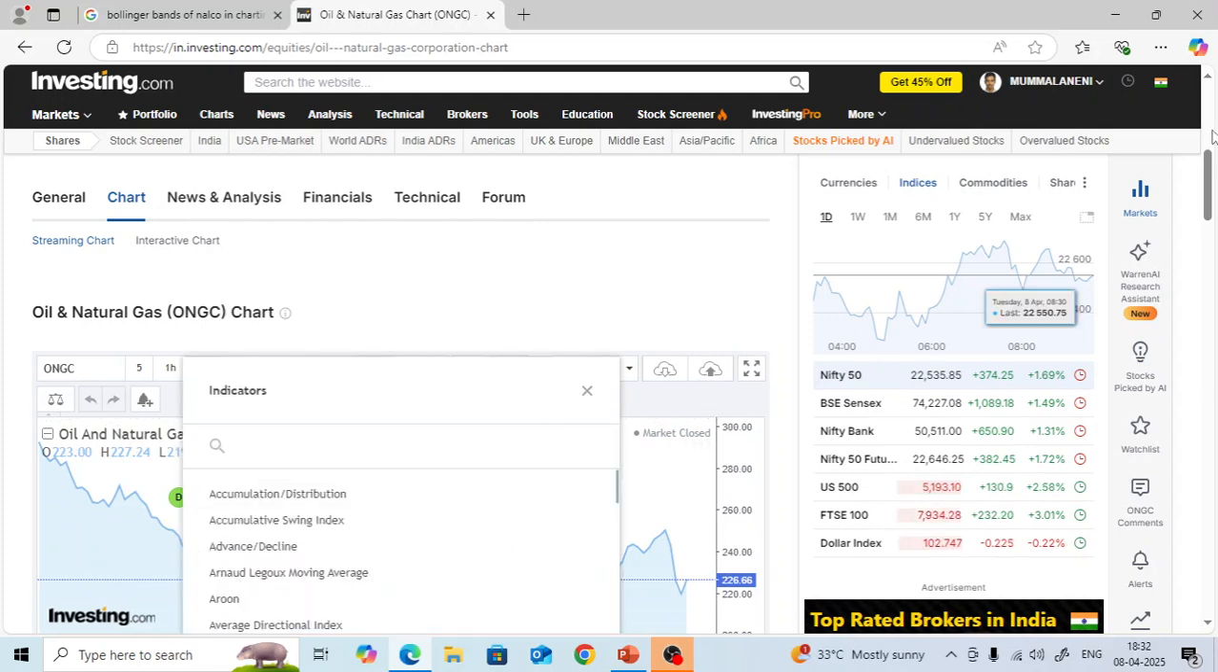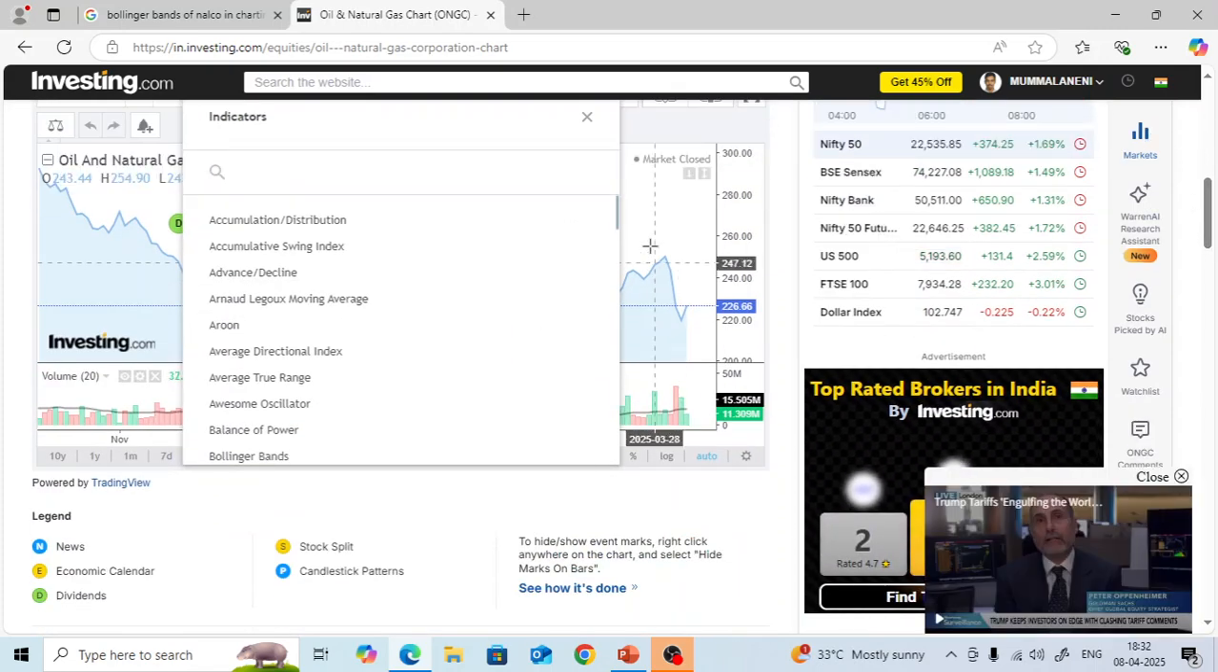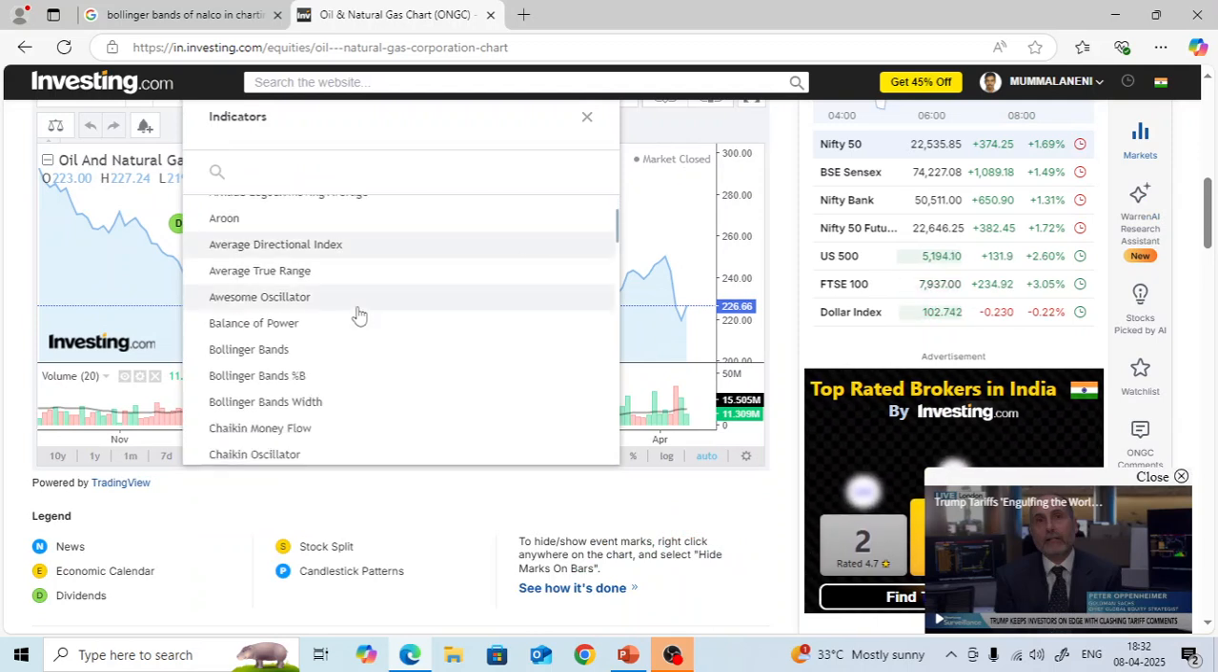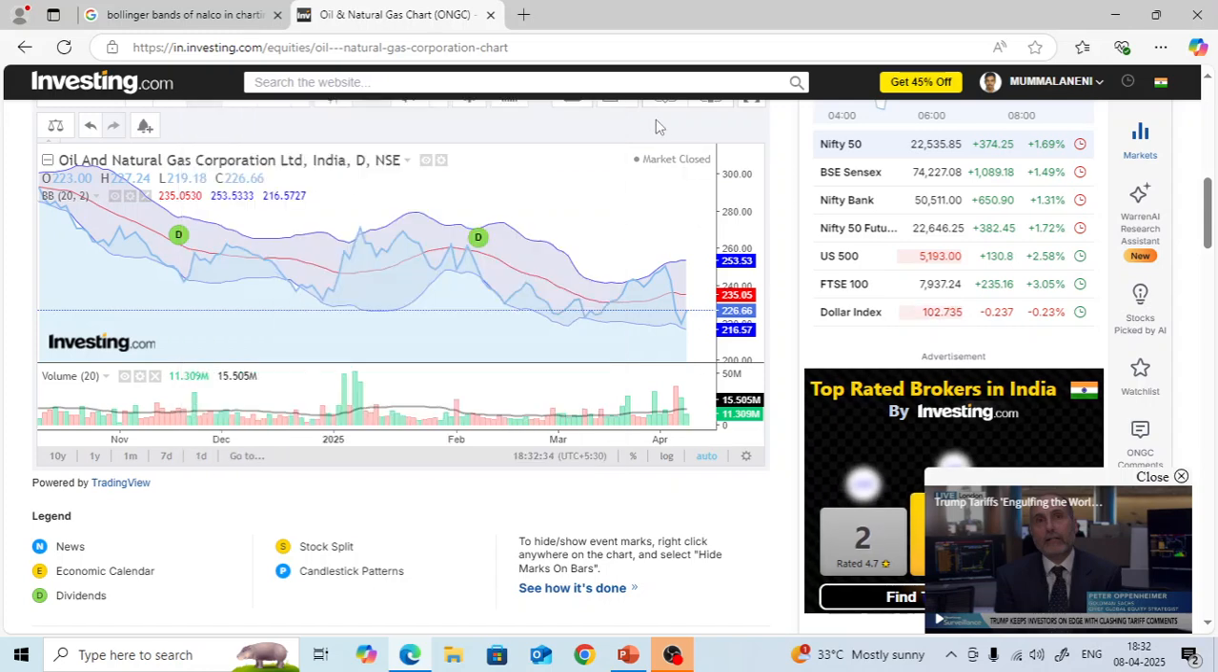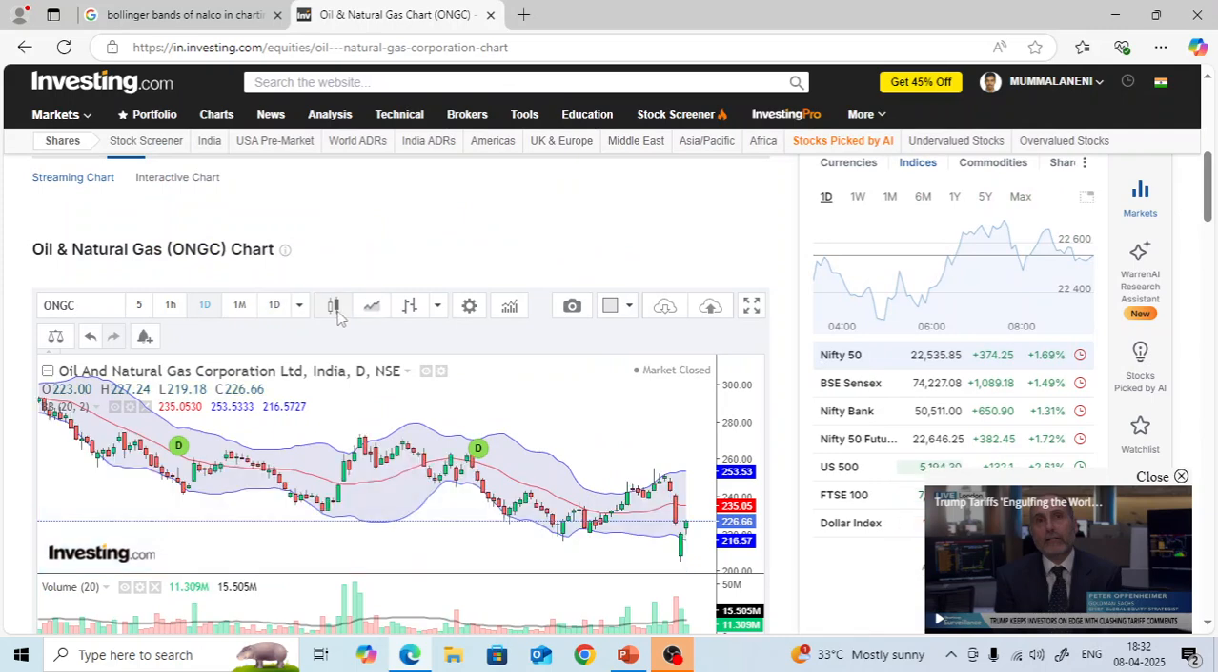In indicators, which indicator do I need? I need the Bollinger bands indicator. I selected this one and I am getting this. Let me select candlestick pattern. This is Bollinger band, where you can have three lines. What are those three lines? Middle band. Middle band means a simple moving average, that is SMA, typically over 20 periods. This one in between is the middle band.